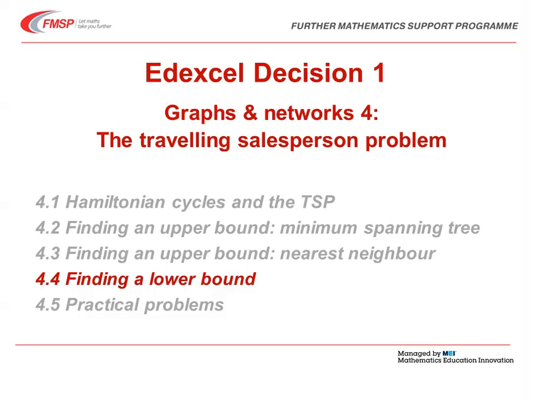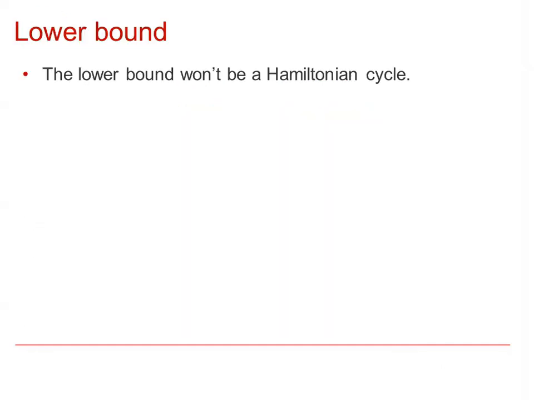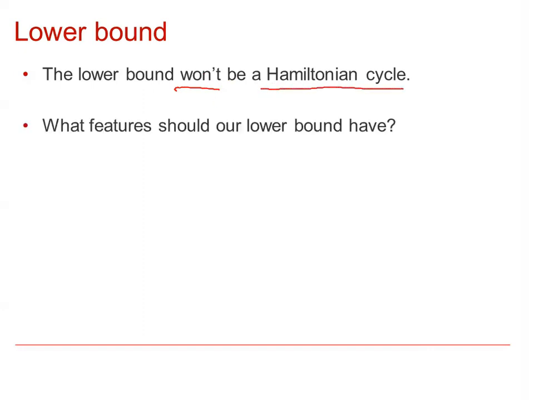Edexcel Decision 1, Graphs and Networks 4, the Travelling Salesperson Problem. Finding a lower bound. It's important to note that a lower bound won't be a Hamiltonian cycle. So what features should our lower bound have?